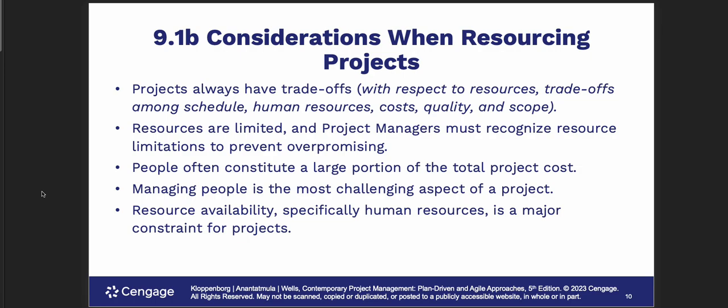People often constitute a large portion of the total project cost. If you've ever had a car worked on in the last year or so, you can attest to the fact that labor is incredibly expensive, and skill levels are going to affect that. People are the most challenging aspect of a project because people are variable. The same person might react two different ways on a given day, or in given circumstances, or depending on who they're working with. So there's a lot resting on the skills that a project manager has or doesn't have in order to maximize output.